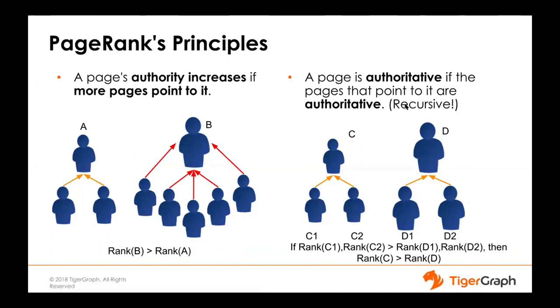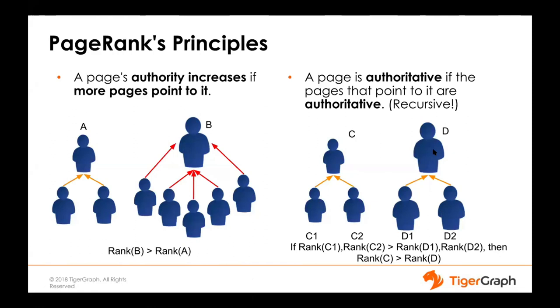The second principle is a page is authoritative if the pages that point to it are authoritative. And you notice this is a recursive definition. Well, you are authoritative if I'm authoritative and I point to you. Well, how do you know if you're authoritative? So we'll get to that. How do we answer that recursive question? So this is just saying smaller icons, bigger icons, these are more authoritative, so D has higher authority.